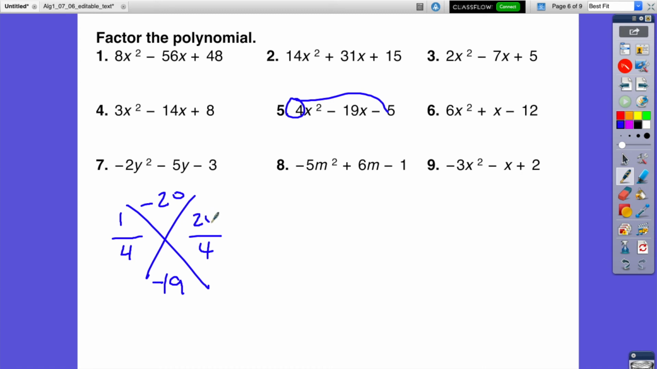1 and 20, but one of them has to be negative. And since this is negative 19, I'm going to make this one negative here, because when I add 1 and negative 20, it makes negative 19. This one I can reduce to negative 5.